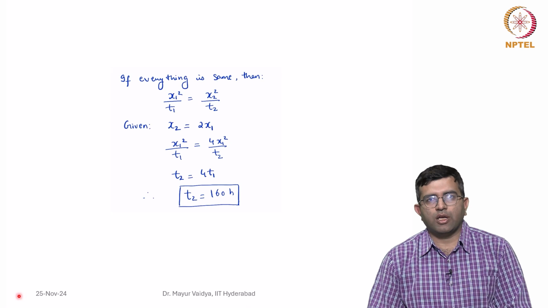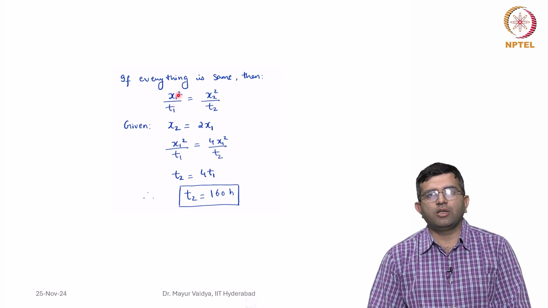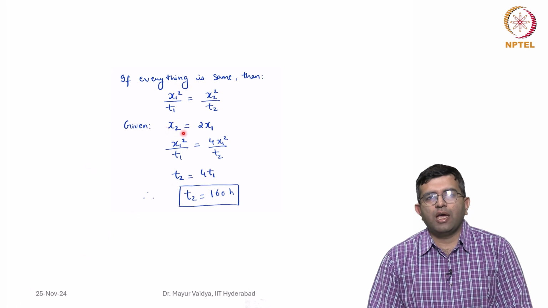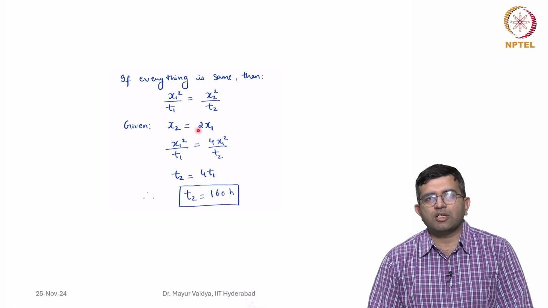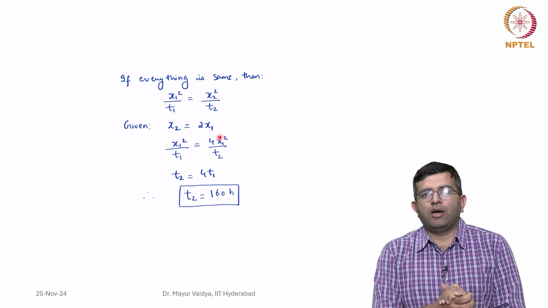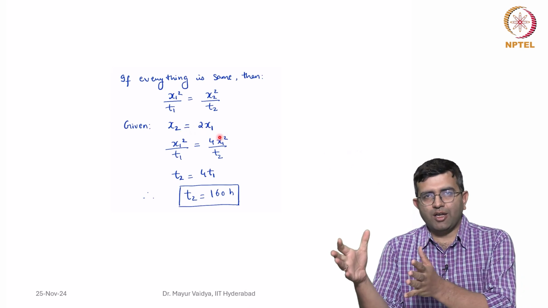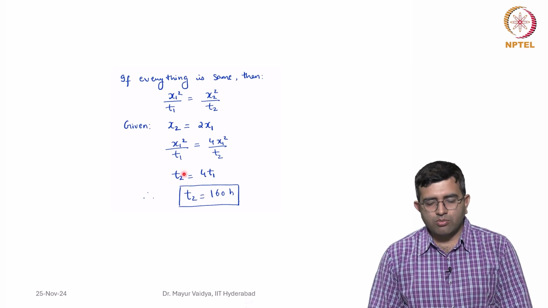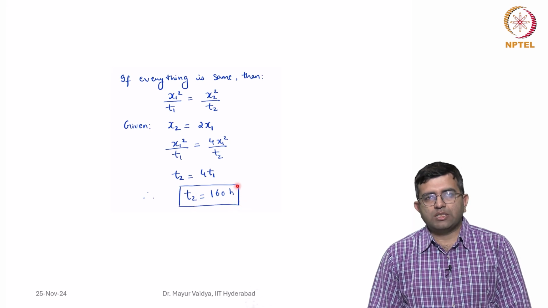Oh, sorry, I think I forgot. There is a small part here to be done: if everything else is the same, given that x2 is equal to twice x1, how much time do you need to achieve the same concentration at double the penetration depth? So we need to see that x1 square by t1 is equal to 4 x1 square by t2, and t2 is equal to 4 times t1. So t2 is equal to 160 hours.